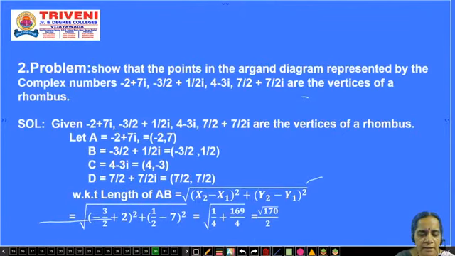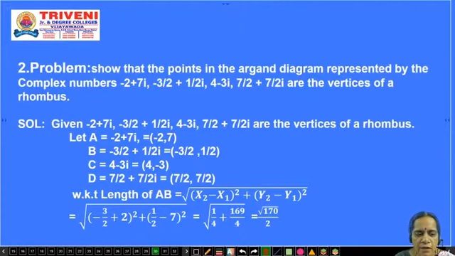Again, the same problem like this. And the next one is, show that the points in the Argand diagram represented by the complex numbers minus 2 plus 7i, comma minus 3 by 2 plus 1 by 2i, comma 4 minus 3i, comma 7 by 2 plus 7 by 2i are the vertices of a rhombus. Okay, and then we have to take here 4 points. What we have to show here? Rhombus. In the last problem we had 3 points, and we showed the triangle is an equilateral triangle.